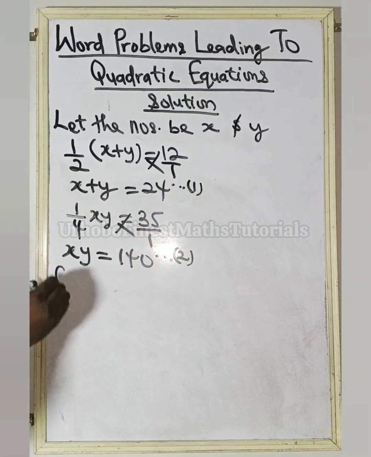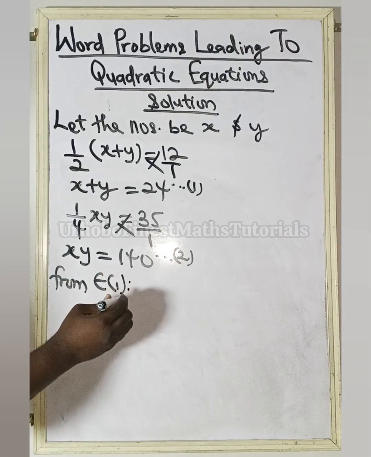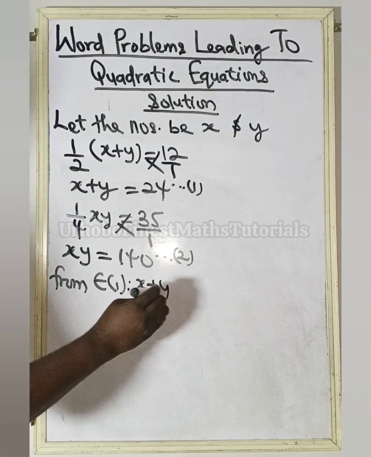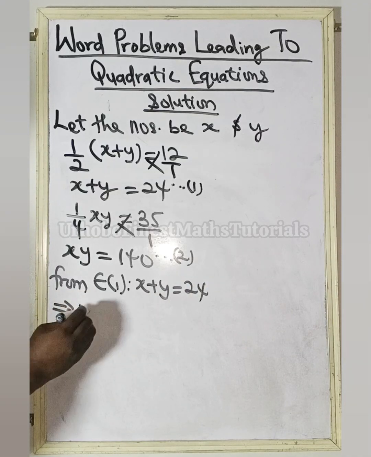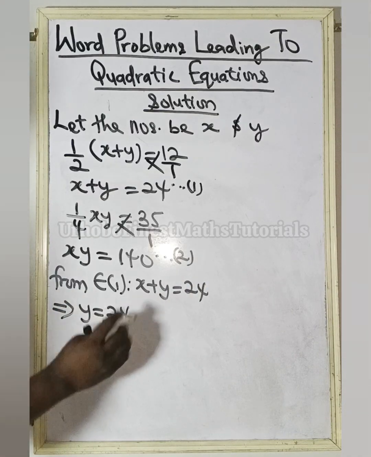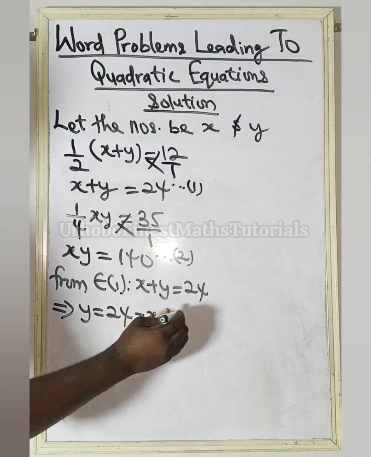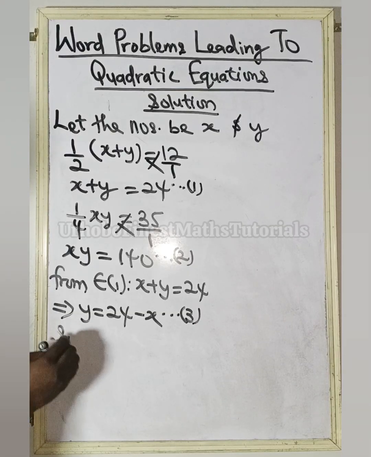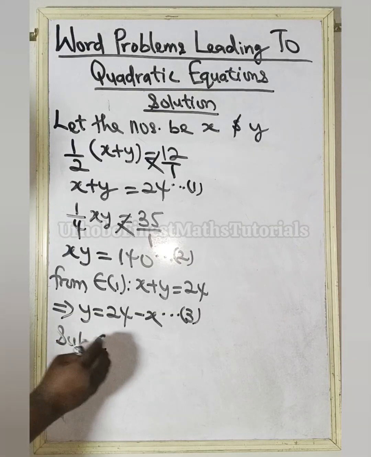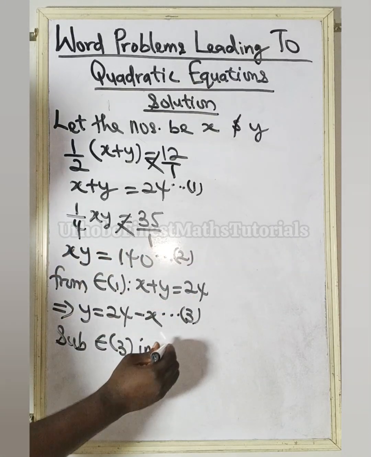From equation 1, which is x plus y equals 24, by application, y becomes 24 minus x, because when x crosses the equal sign, it becomes minus x. We call this equation 3.